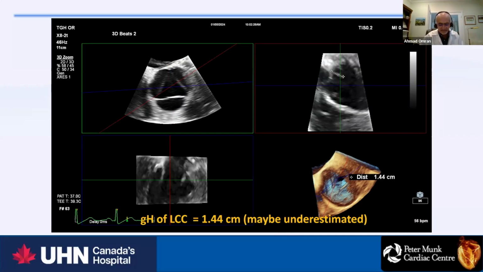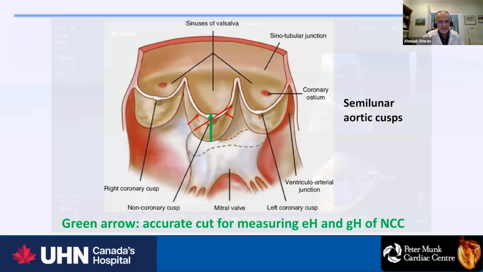We are doing this almost every week in our center. So in this diagram, this is the green one, the one where we measure the geometric height. We try to be at the middle of the cusp and perpendicular. We don't measure at an edge part or this part, because we would underestimate it, or this way.